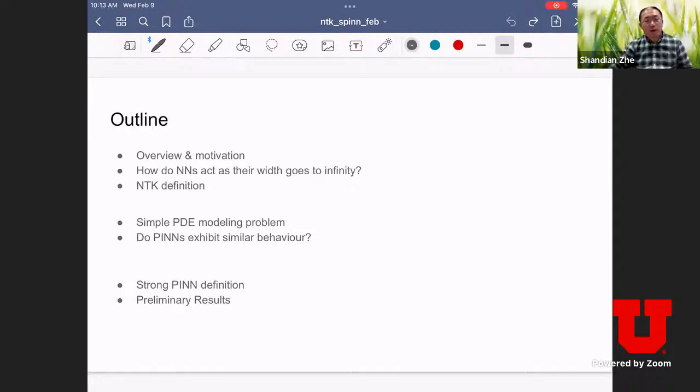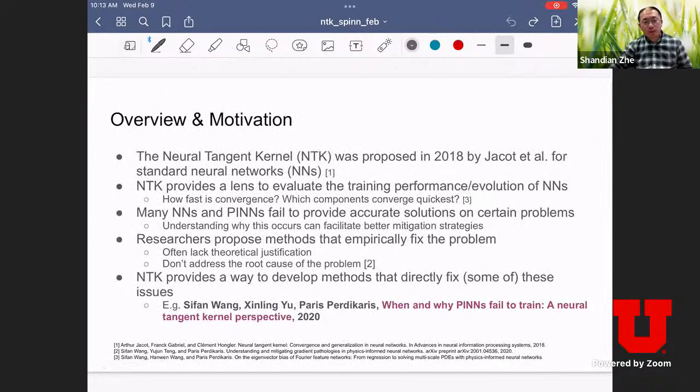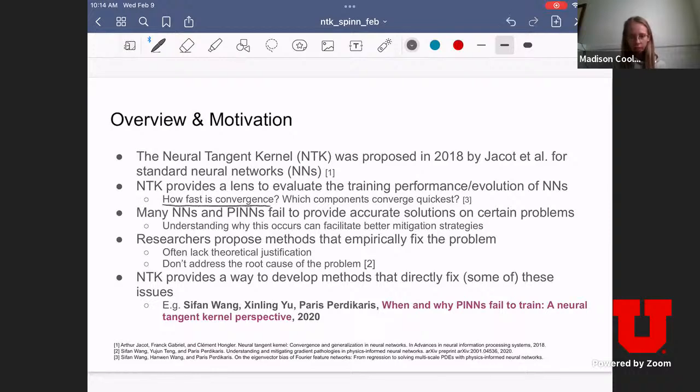Amazing. Can you first explain what's the motivation of NTK? What is NTK defined for? So the main use of NTK is to try to explain the training dynamics of neural nets. It's more about understanding how these neural nets evolve during training with gradient descent. It was proposed in 2018 initially for just standard neural nets. Some questions that the NTK can answer are how fast is the convergence to certain components of the function, and which components converge the quickest.